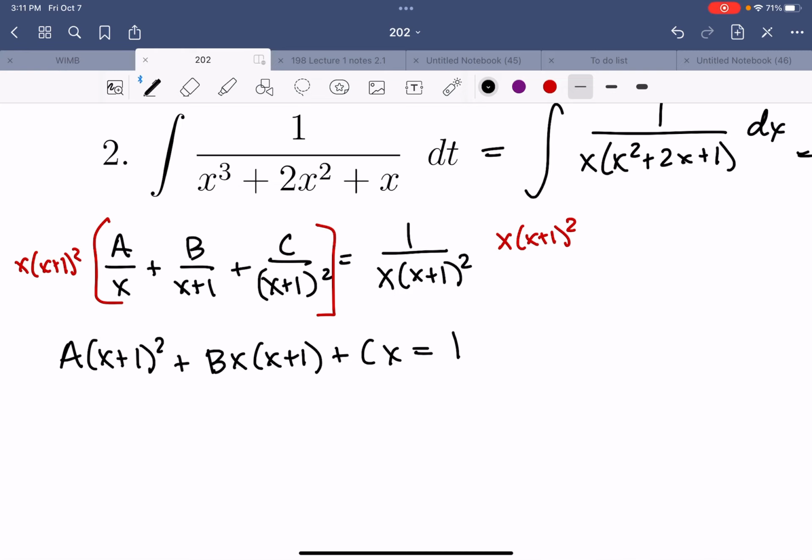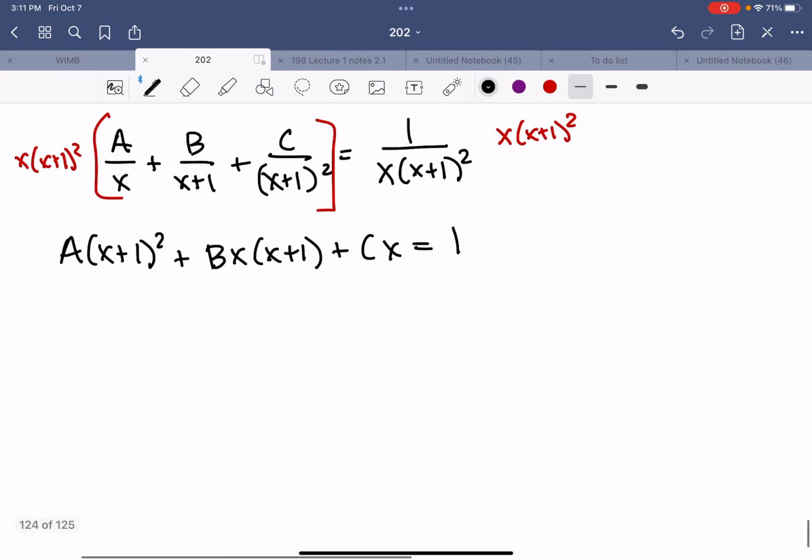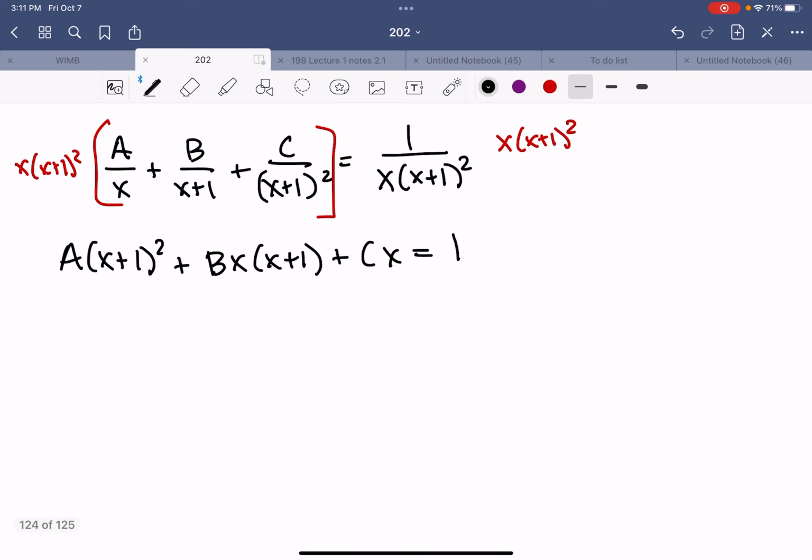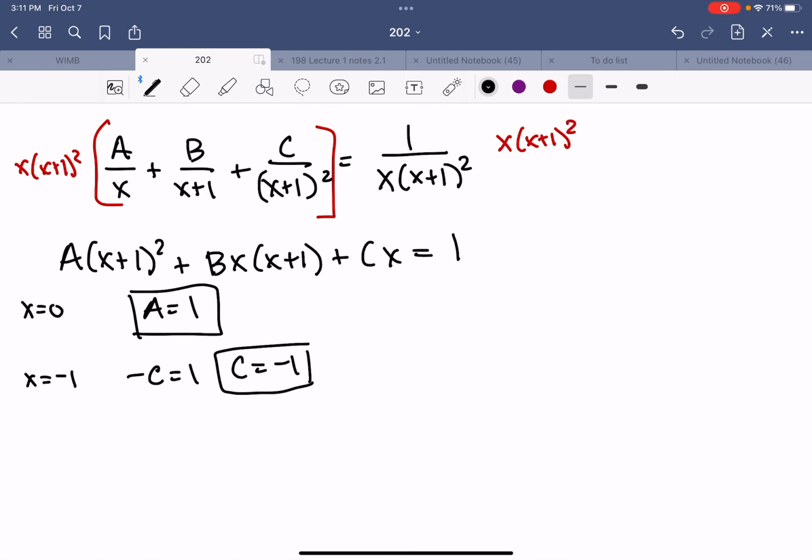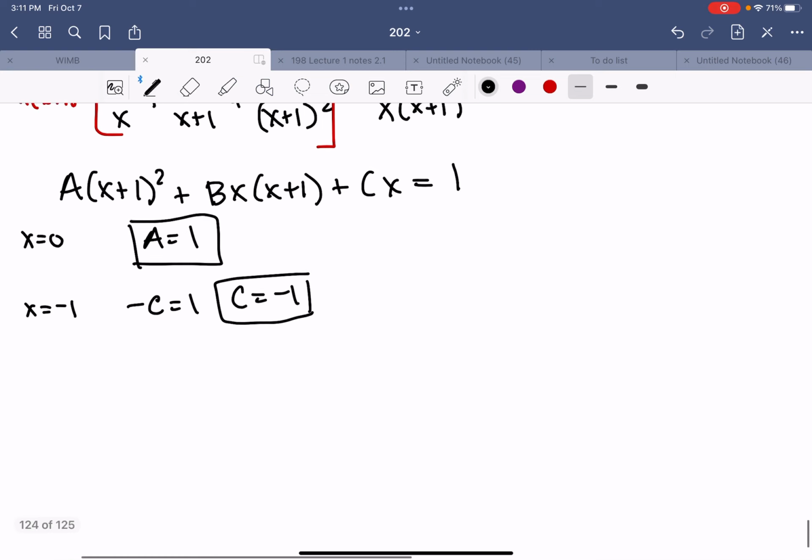Okay. Now, if I try plugging in numbers, I can get some of these values. So, for example, if you let x equal 0, that means my b and c terms go away. And I have that a equals 1. So I can get that one. Great. If I let x equal negative 1, then the a term goes away, the b term goes away, and I get negative c equals 1, or c equals negative 1. And then I just have to do some work to get b.